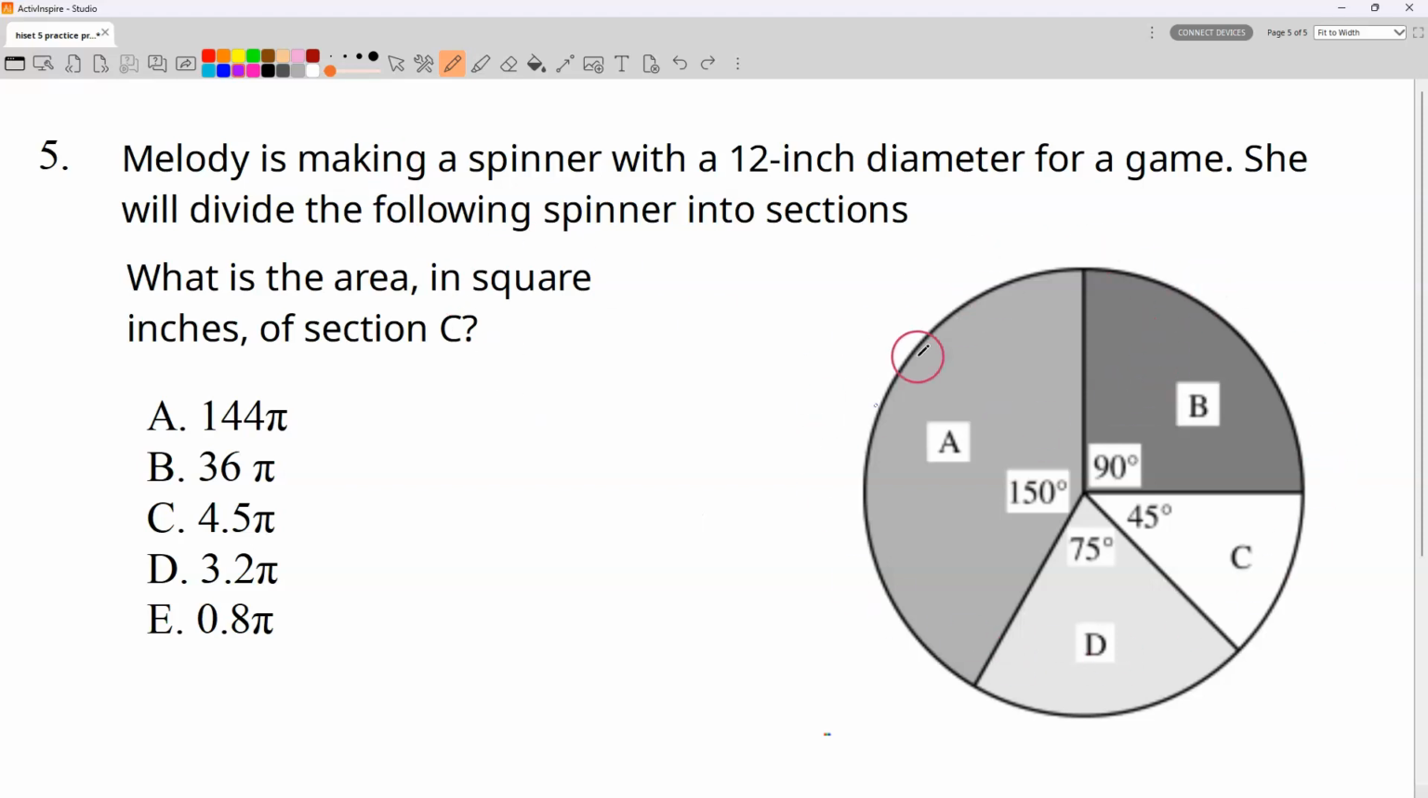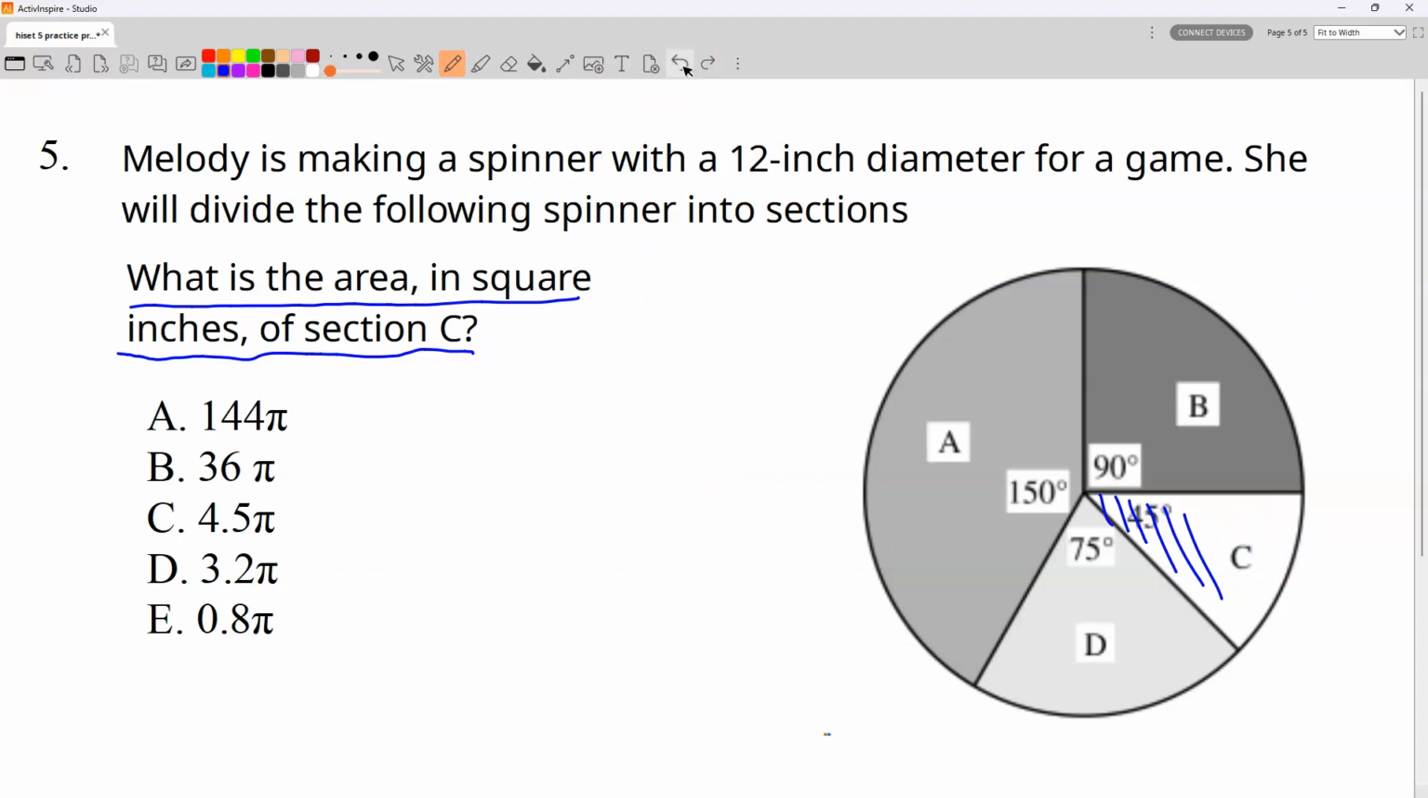Basically, I have this whole circle right here, and I want to find the area. Area is the space inside of section C, in square inches. Okay, basically here's section C right here. I want to find the area of this section right here. So the first thing I'm going to have to do is find the area of the whole circle. That's what I'm going to need to do.